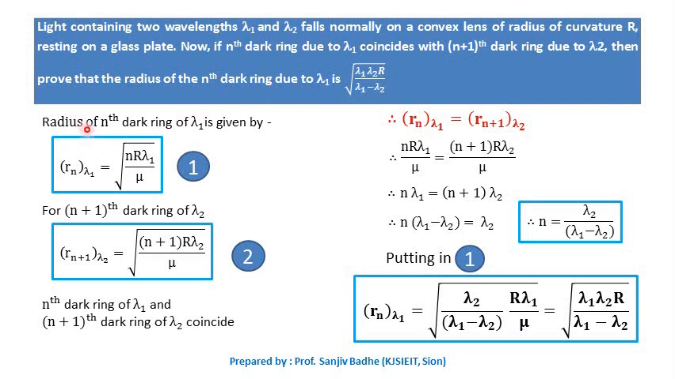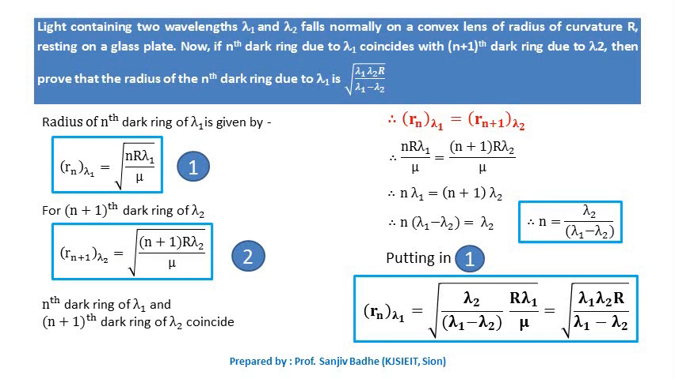So here we can write the relation for the radius of the nth dark ring of lambda 1 as Rn of lambda 1 equal to square root of n r lambda 1 upon mu. For the n plus 1th dark ring of lambda 2, we can write the relation as Rn plus 1 of lambda 2 equal to square root of n plus 1 r lambda 2 upon mu. Now the nth dark ring of lambda 1 and the n plus 1th dark ring of lambda 2 coincide. Therefore, the radius of the nth dark ring of lambda 1 must be equal to the radius of the n plus 1th ring of lambda 2.